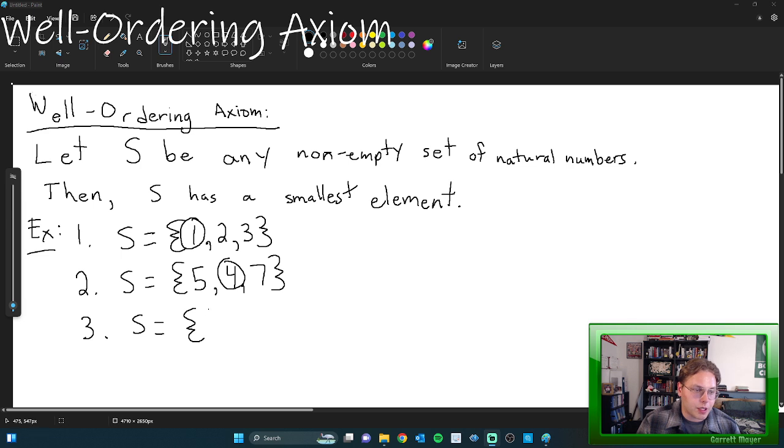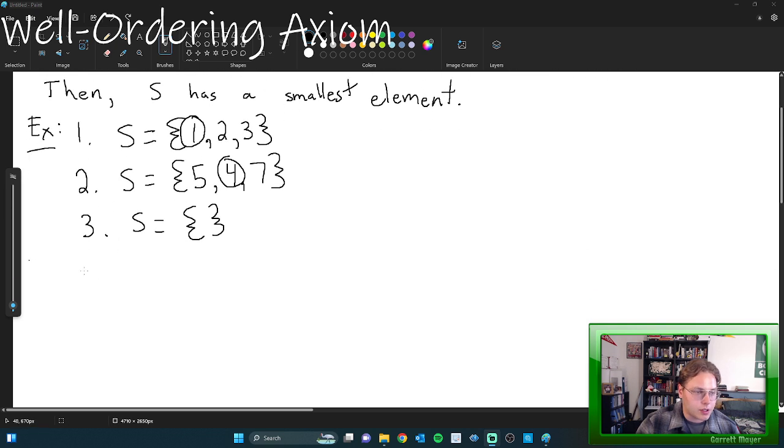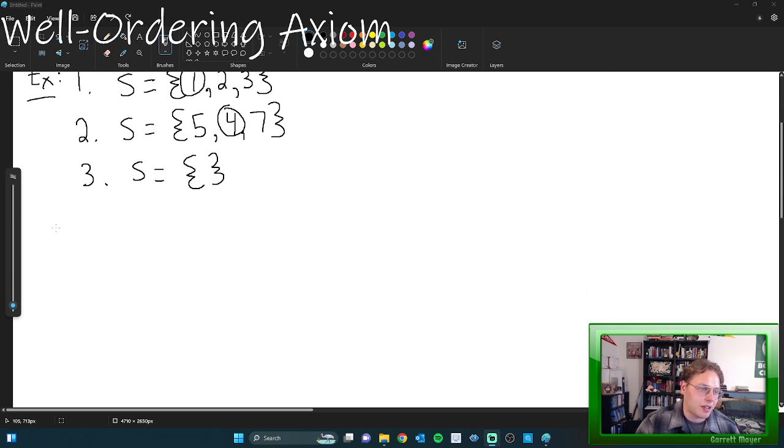And then another one: let's think about the empty set. Well, there are no elements here, so it doesn't have a smallest element that we can choose. That's why it's crucial that S has to be a non-empty set of natural numbers. Now that we have this axiom, how can it be useful in proofs? This seems really obvious, so it might not even seem useful. Well, just to see its usefulness quickly, let's look at a very quick example theorem.